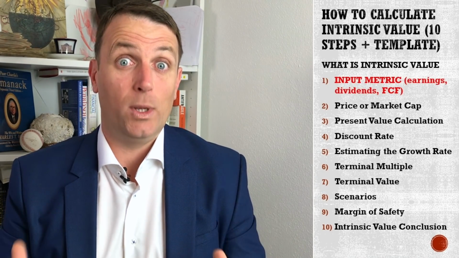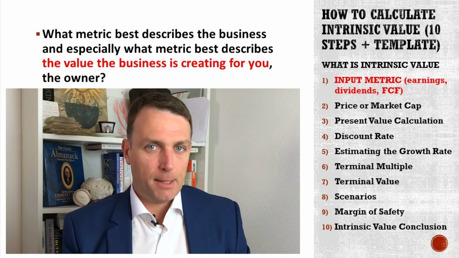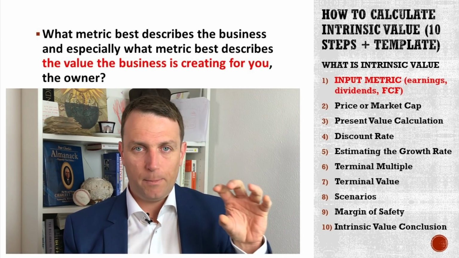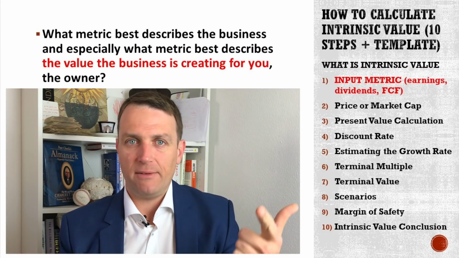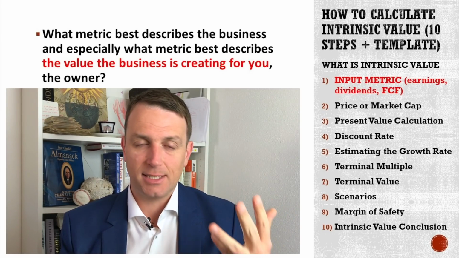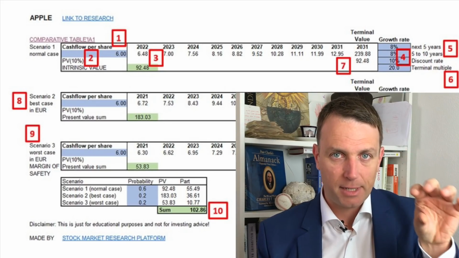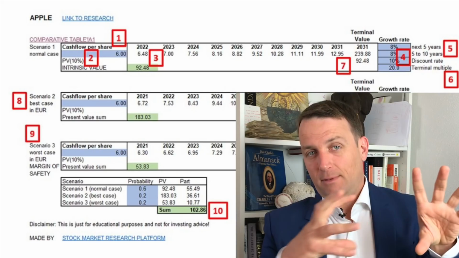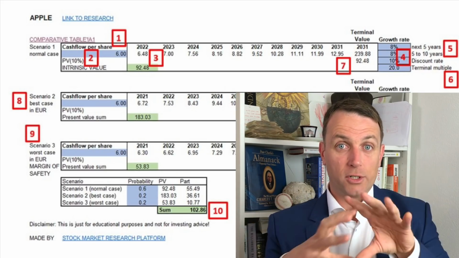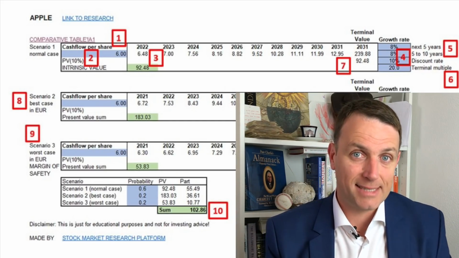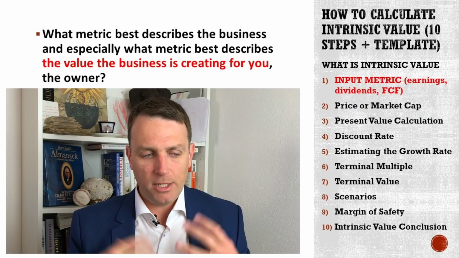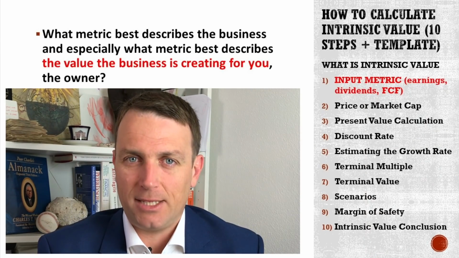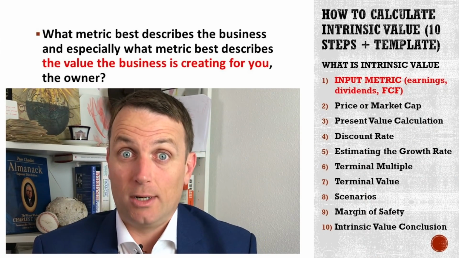This template will really be helpful. Step number 1 is the input metric. So what input will we put in the first bracket up there: earnings per share, revenue, free cash flows, dividends? It then has repercussions over the whole template, over the whole 10 steps. And when you think of a business, what describes the business better, that's your input.